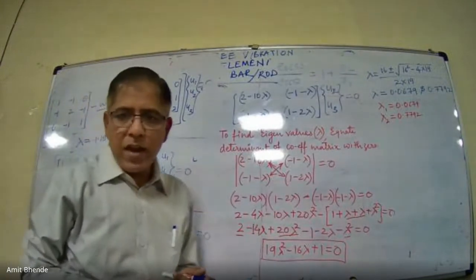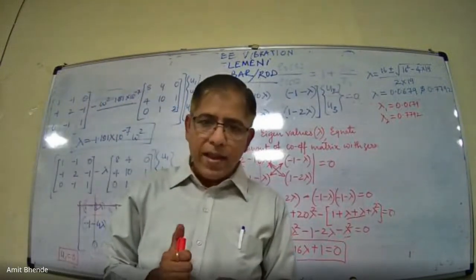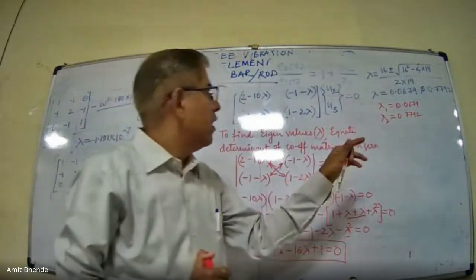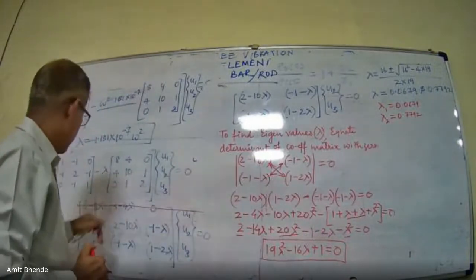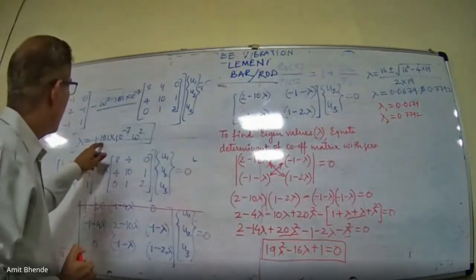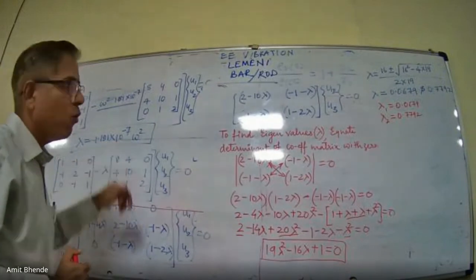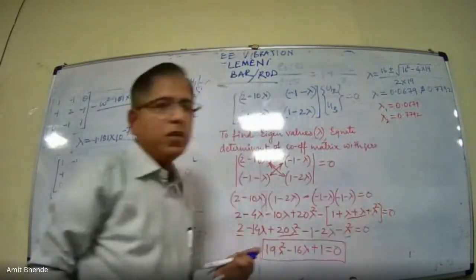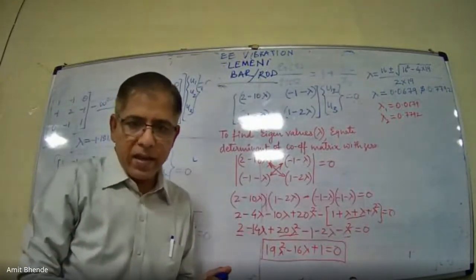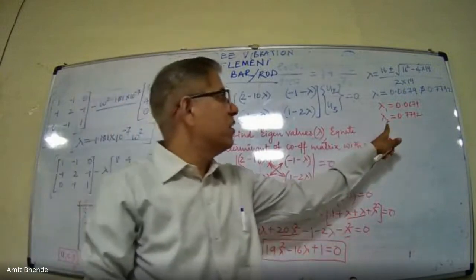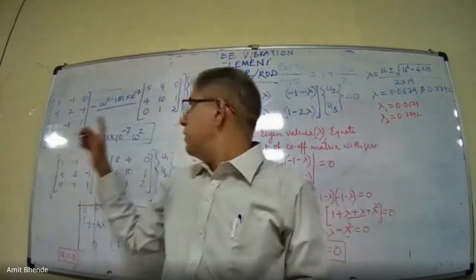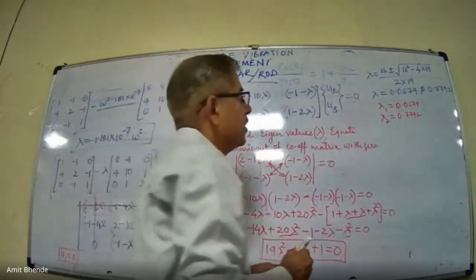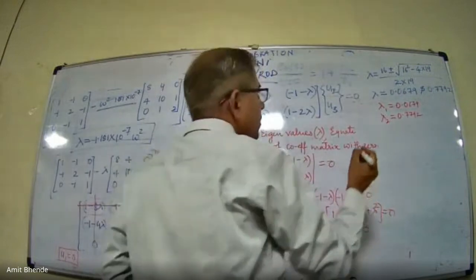Now our objective is to find out the natural frequency or the eigenfrequency of this step shaft. So we know that lambda is equal to 1.181 into 10 to the power minus 7 omega square. So here, if you put the value of lambda 1, you will get the first natural frequency, and if you put the lambda 2 value in this equation, you will get the second natural frequency. Okay. Now we'll put the values one by one.